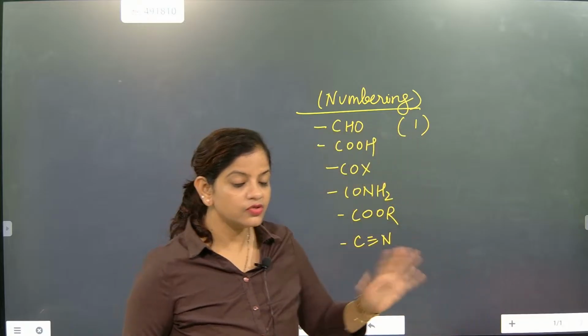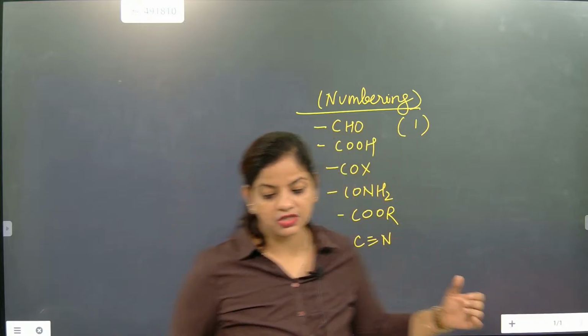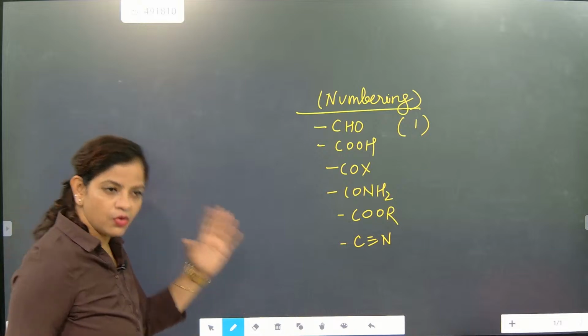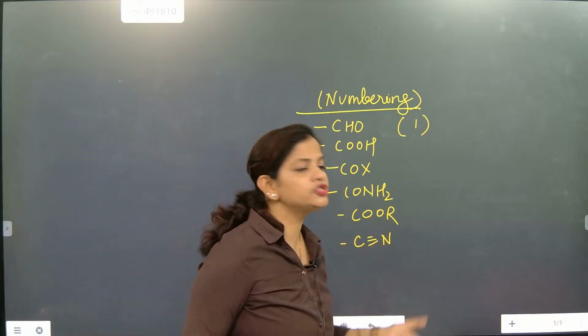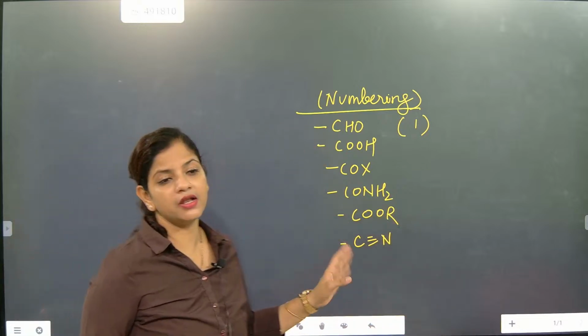Yes, hi. So that part is coming as 1, beta. So this is exactly CHO, COOH, COX, CONH2, COOR, and the cyanide group.